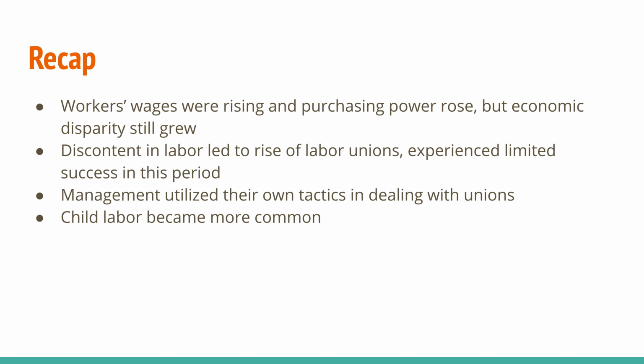All right, here is a recap. Workers' wages were rising and purchasing power rose. However, economic disparity was still growing. Discontent in labor led to the rise of labor unions, yet at this time, labor unions are still experiencing limited success. Management, with the help of government, is keeping their progress down. Management utilized their own tactics in dealing with unions, and finally, child labor became more common.